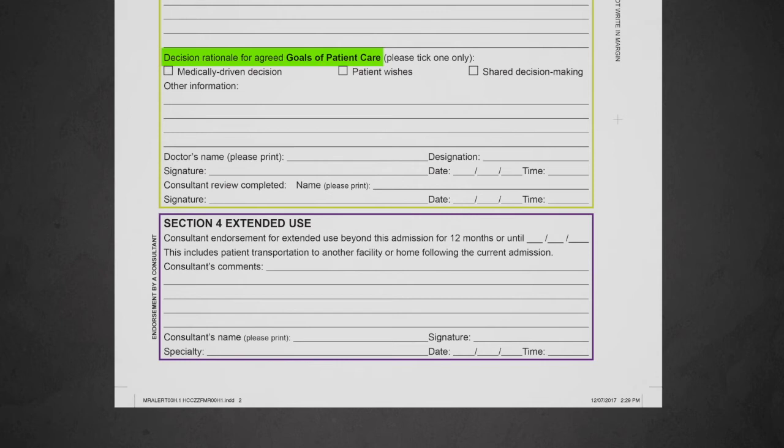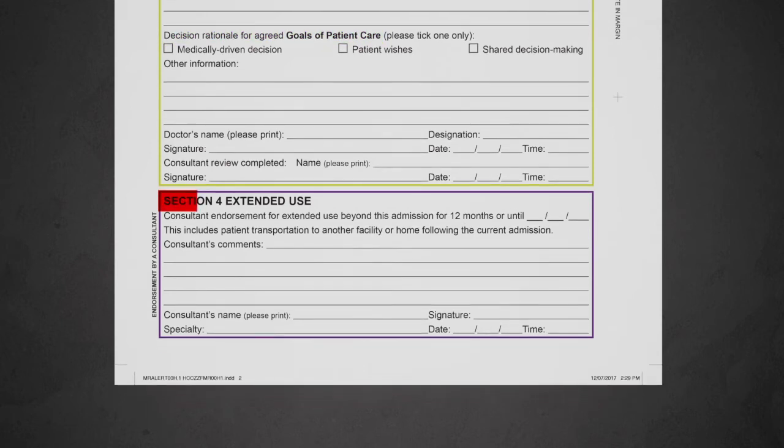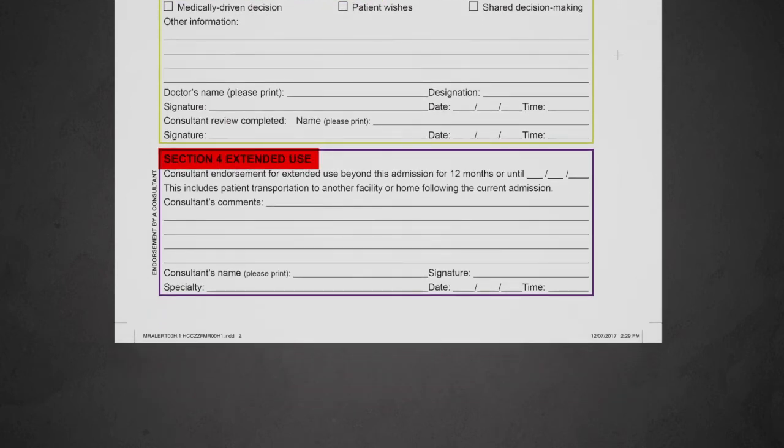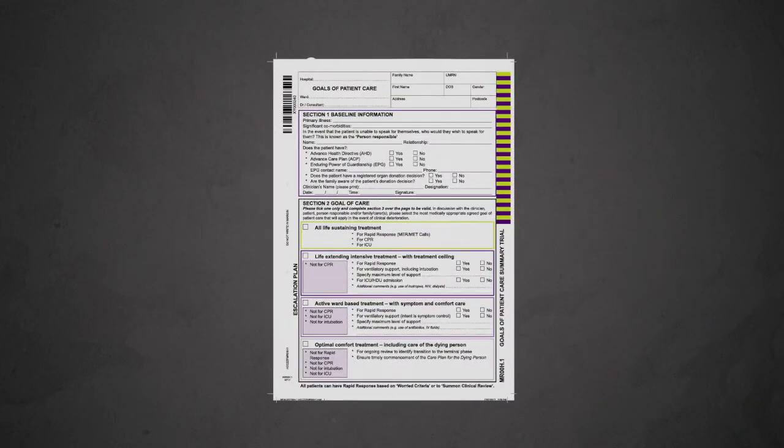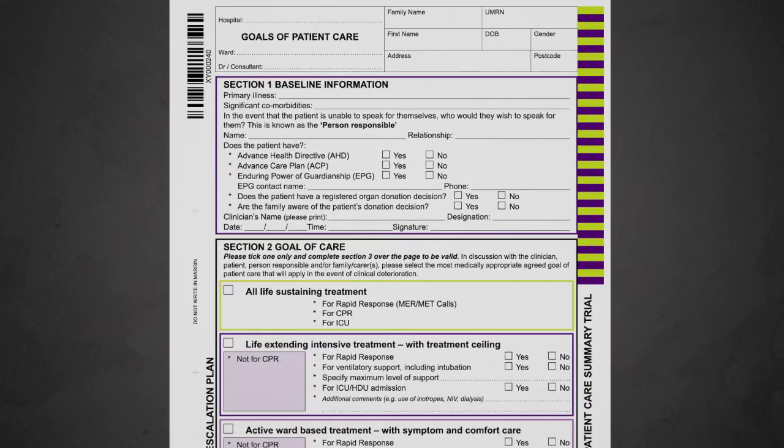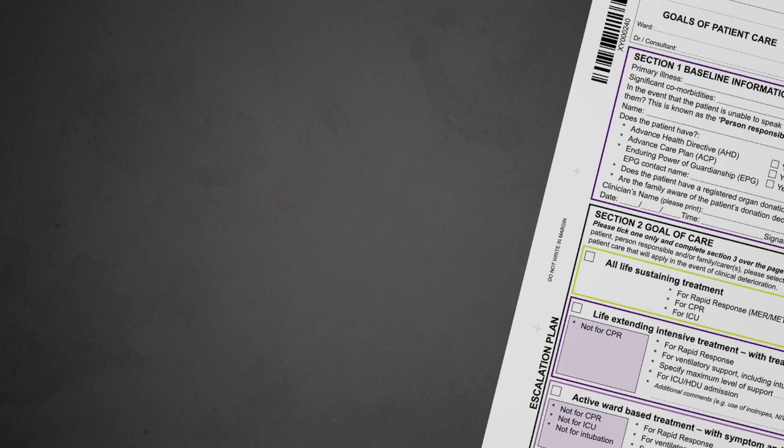The final section of the Goals of Patient Care form allows it to be extended beyond the current admission for 12 months, or until a date specified by the consultant. The summary can also be amended during the admission by completing a new form and providing reasons for the change in the patient's progress notes.